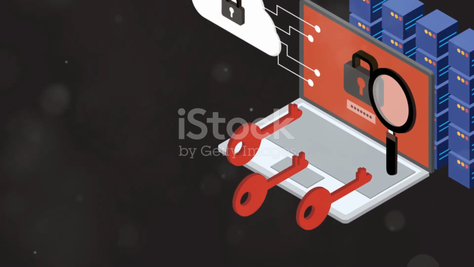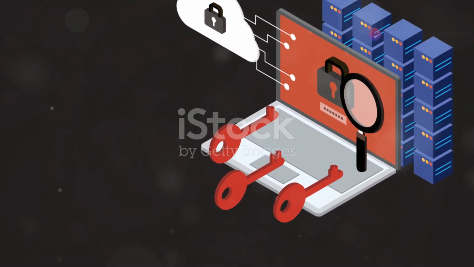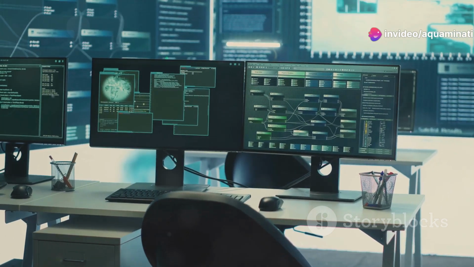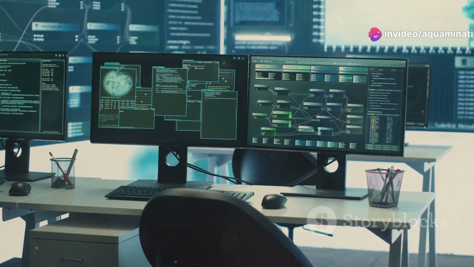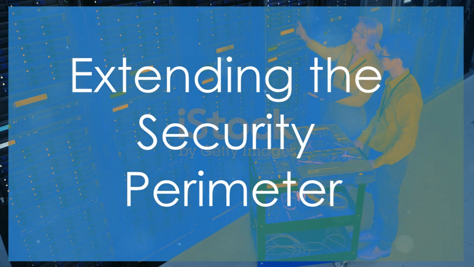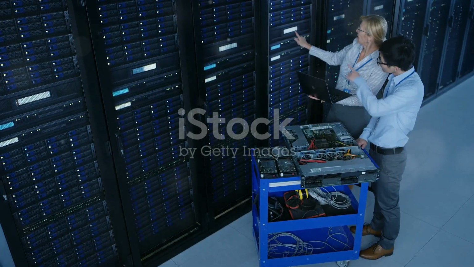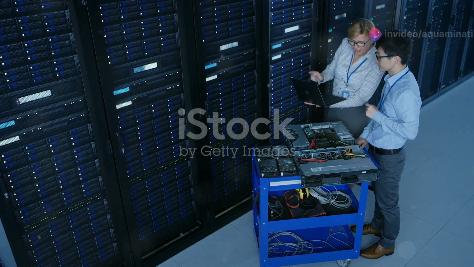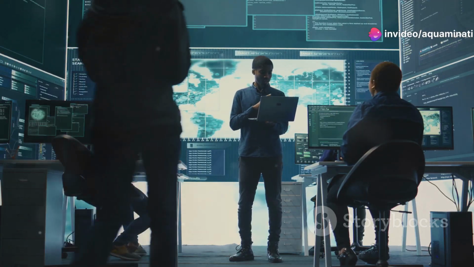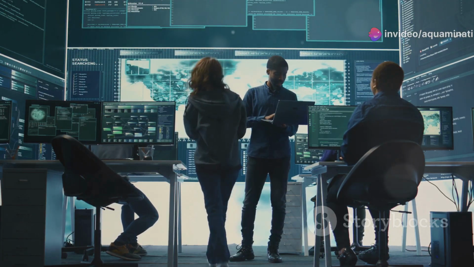Penetration testing simulates real-world attacks to identify vulnerabilities. Configuration validation ensures all security devices are configured correctly and meet industry best practices. Section 7. Remote access and application domains, extending the security perimeter. Remote access and applications introduce unique security challenges.